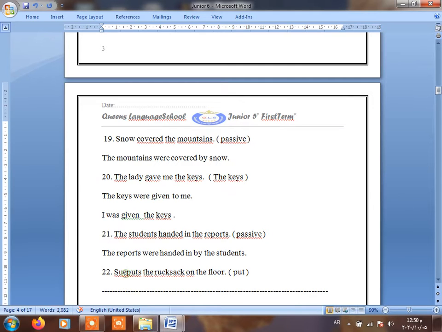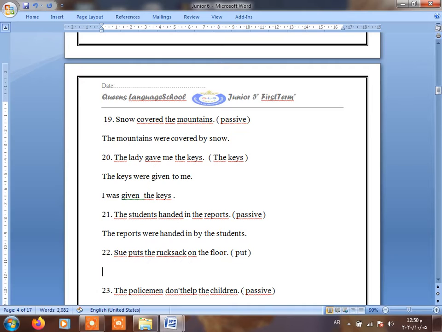Okay, number 22. Sue puts the rucksack on the floor. "Puts": so this sentence is in the present simple. So the rucksack is the object, so I will start with the rucksack. The rucksack is put on the floor by Sue. Okay, moving to the next one.